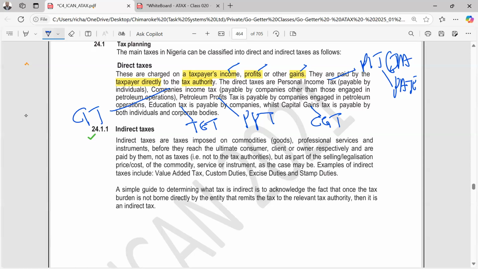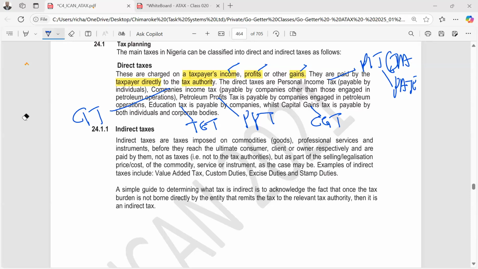An example is when you want to pay for your electricity. For those people in Nigeria who are using an app, and I am not advertising an app here, there is a particular app that, when you buy electricity, it will charge you VAT.